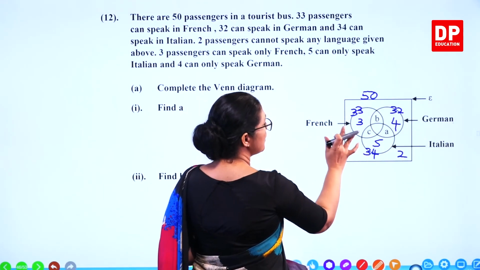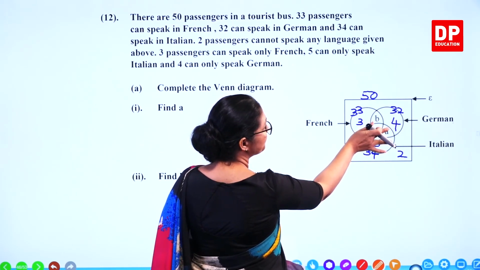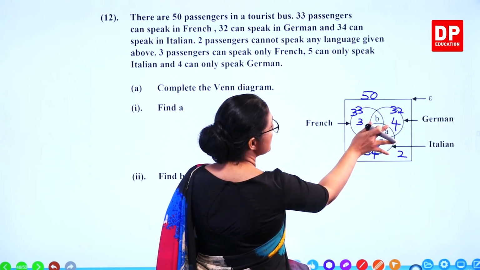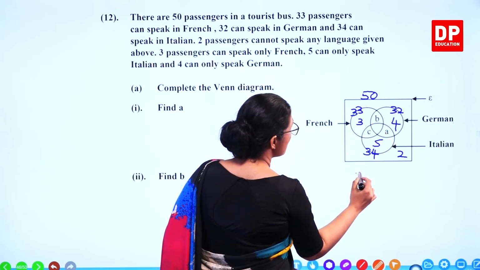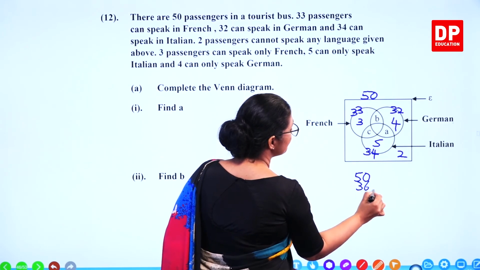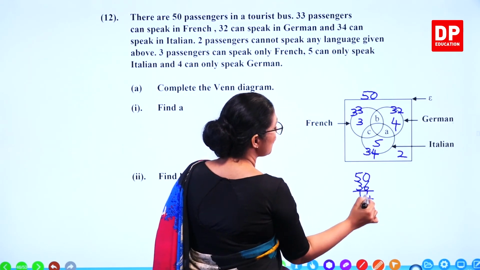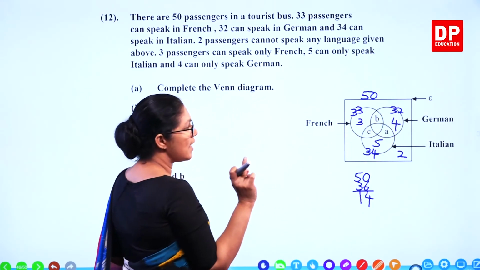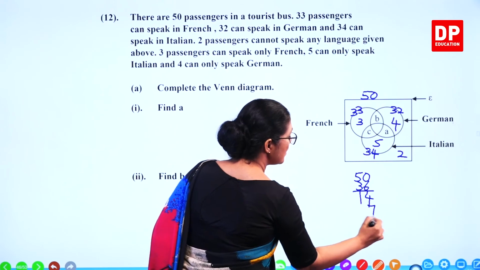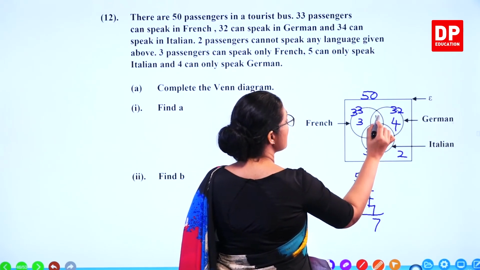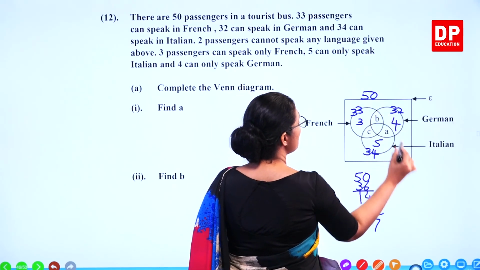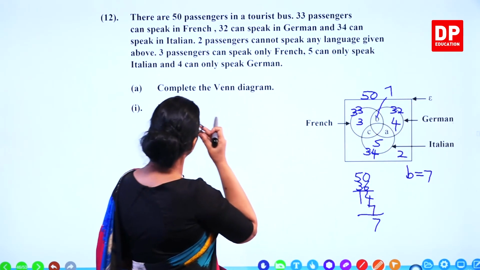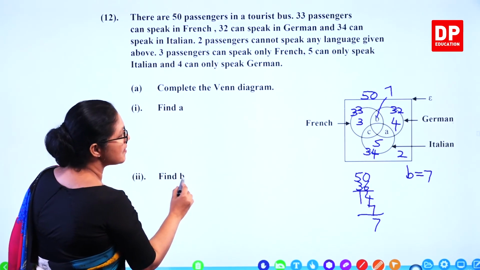Now 50 is the total. If you close 34, 34 and this 2, 36. Subtract 36 from 50, 14. Again 4 and 3 there. So that's 7. When you subtract 7, you get B as 7. So this is 7. B equals 7. So we need to find out B. That's 7.